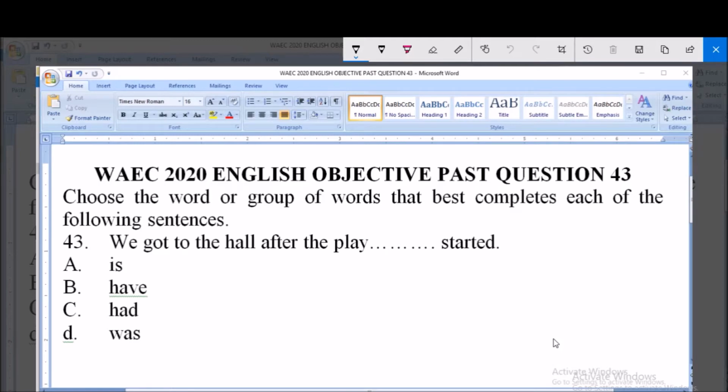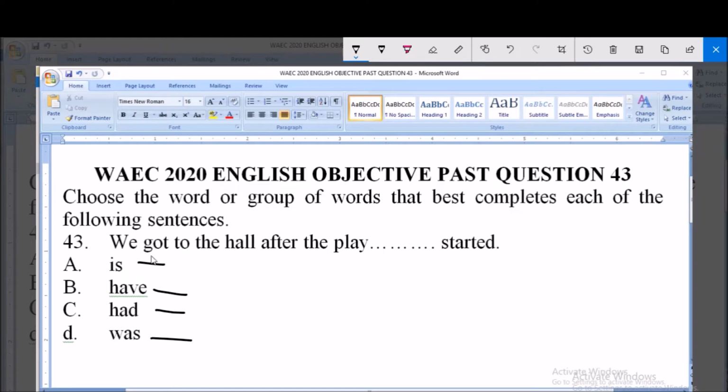Question number 43. The instruction says choose the word or phrase that best completes this sentence. The sentence says, we got to the hall after the play dash started. We got to the hall after the play dash started. Option A is is, B have, C had, D was.